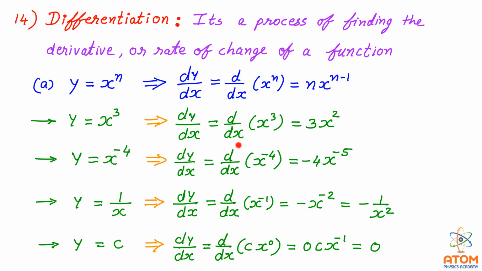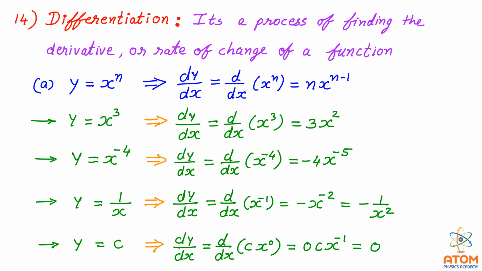That means it is d by dx of x raised to minus 4, obviously. Now again, here the power is minus 4. So power into multiplication, minus 4 is in multiplication, then power minus 1. Power is minus 4, minus 1 is minus 5. So here it is x raised to minus 5. So the answer becomes minus 4 x raised to minus 5.